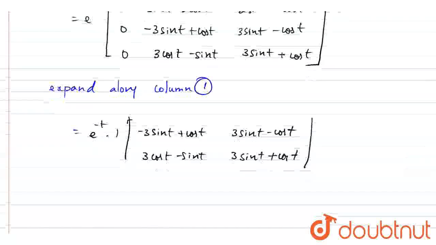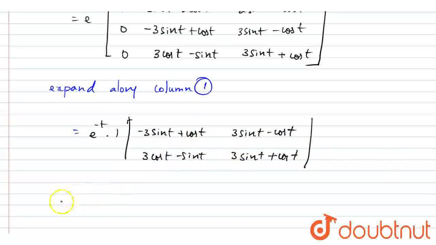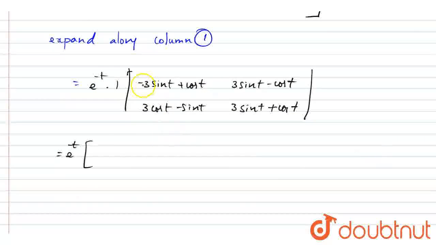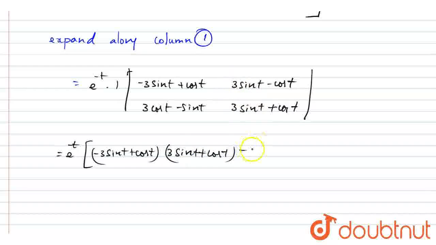Okay students, now I'm going to cross multiply this one, so we will get e power minus t into, I'm going to cross multiply this one, minus 3 sin t plus cos t into 3 sin t plus cos t, and then minus this value, 3 cos t minus sin t into 3 sin t minus cos t.